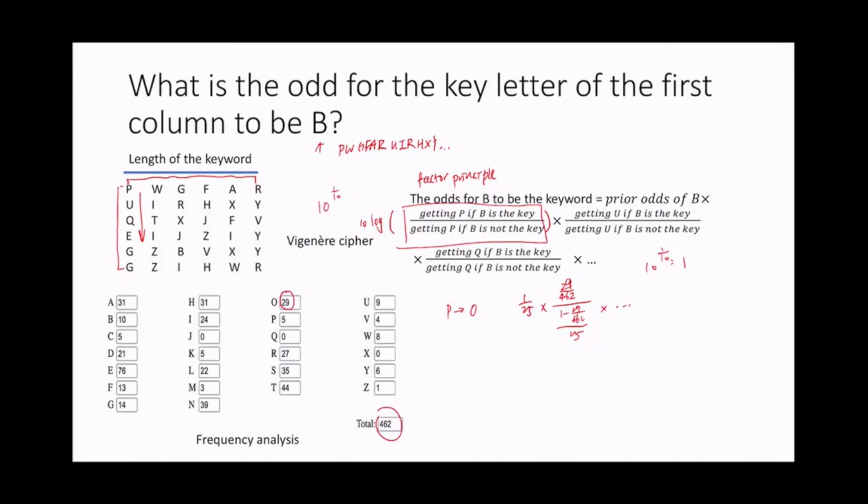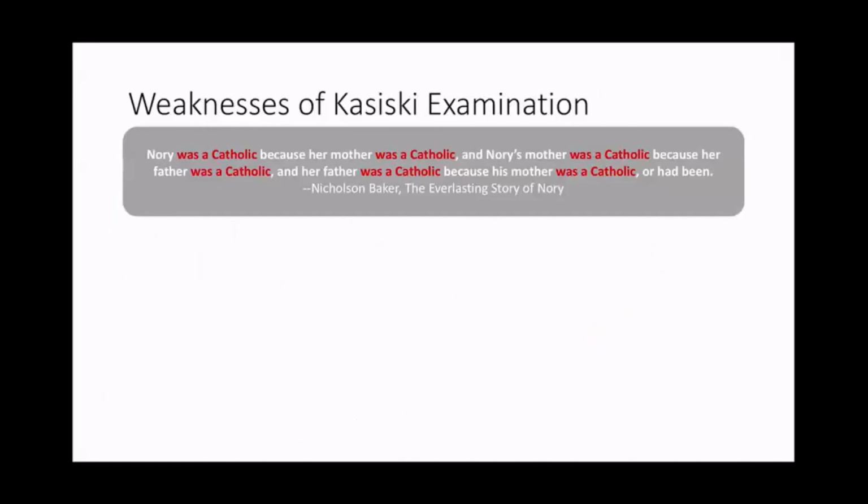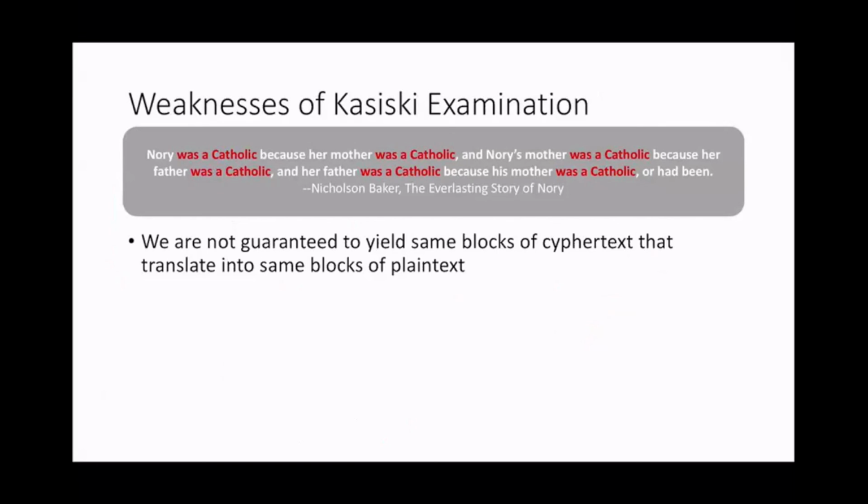Let us get back to examine the weaknesses of Kasiski's examination. The first weakness is that we're not guaranteed to yield same blocks of ciphertext that translate back into same blocks of plain text. For example, in the previous ciphertext, we have two first blocks of "was he Catholic" translating back to the same thing, and the blocks afterwards translate to different things actually.